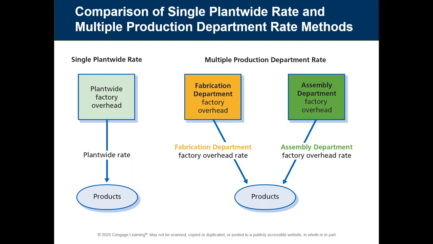So all they're showing really is that with the single plant-wide rate, there's one rate that gets applied to the products. And then with multiple production department rates, there's maybe one rate in the fabrication department, another rate in the assembly department, et cetera. Okay, like what I just explained.